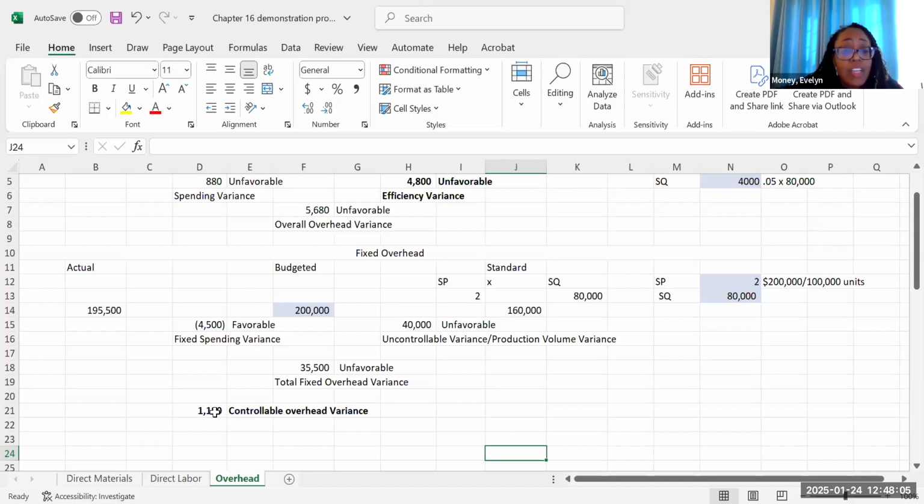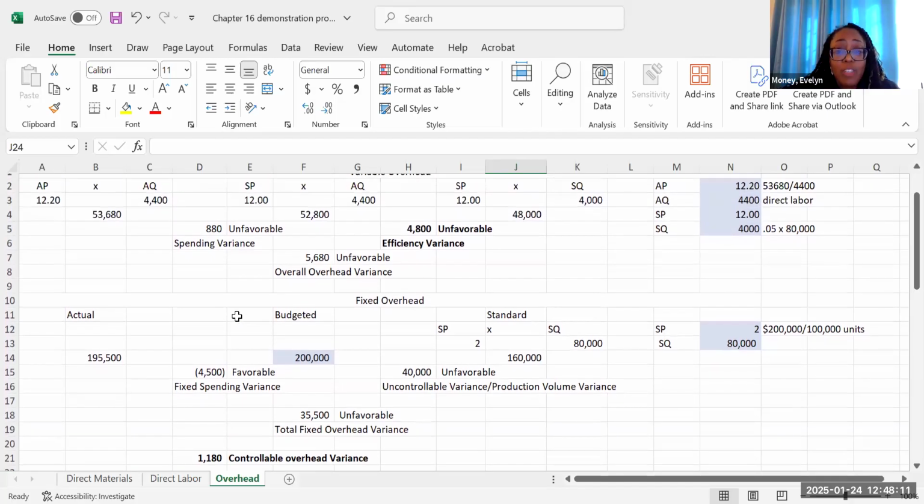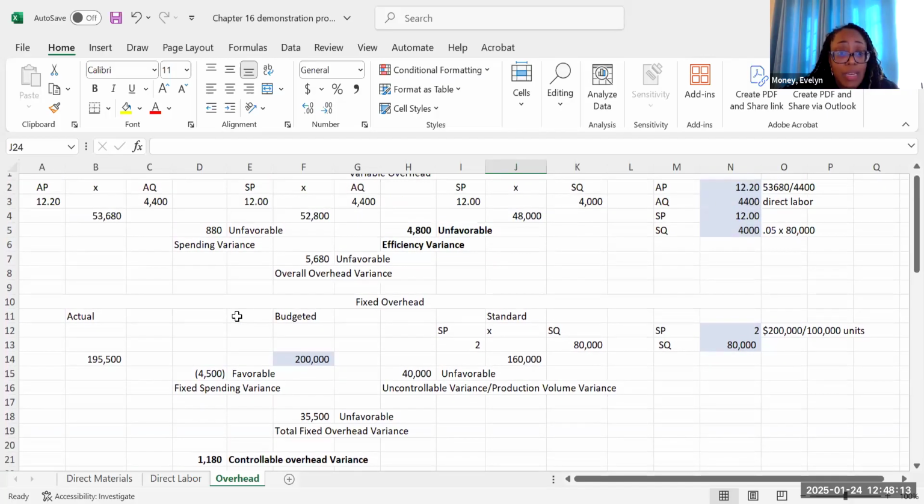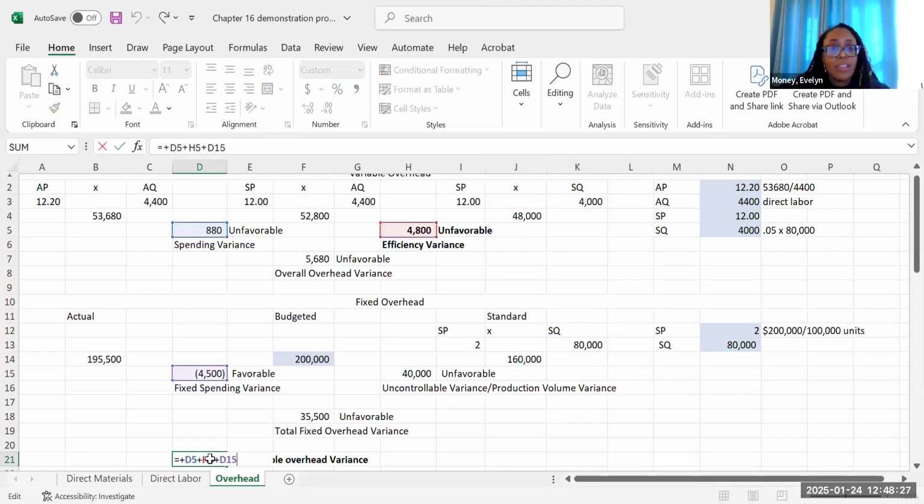What we really want is the controllable variance. What can we do to make sure that we're spending the amount that we need to spend in overhead? And remember, the controllable variance combines, let me show you that. It combines my 2 variable variances and the fixed spending variance.